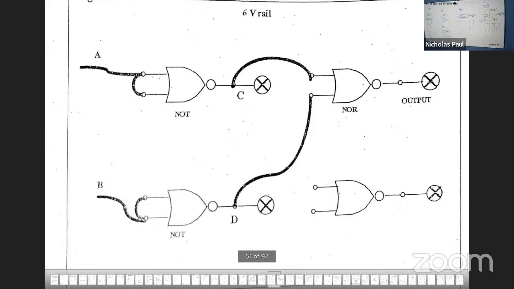See it now? So you see the 2 nodes, they turn it into a NOT and then connect it into a NOT. They turn it into a NOT by joining the inputs together.